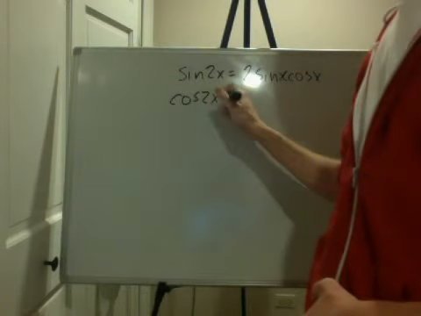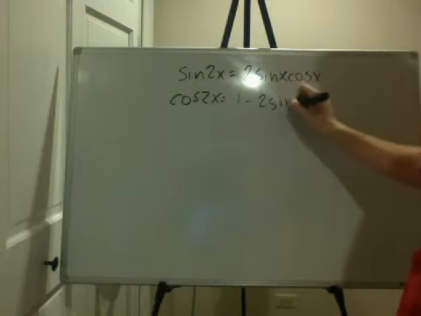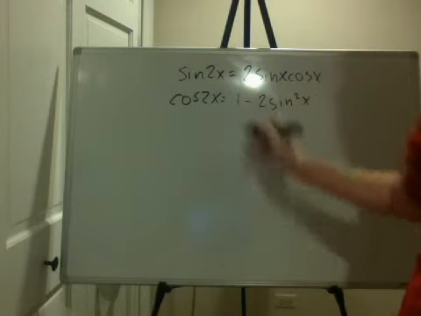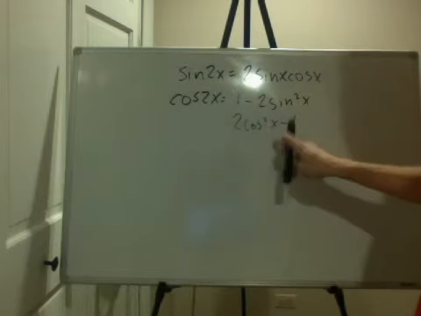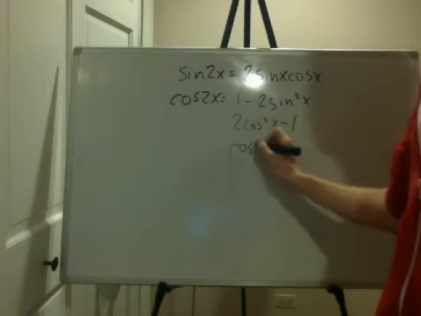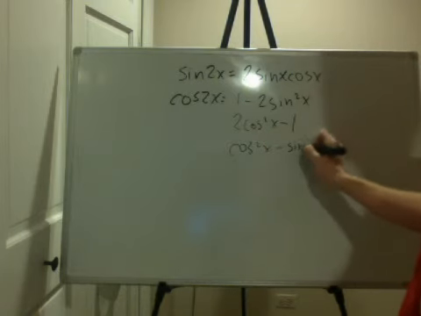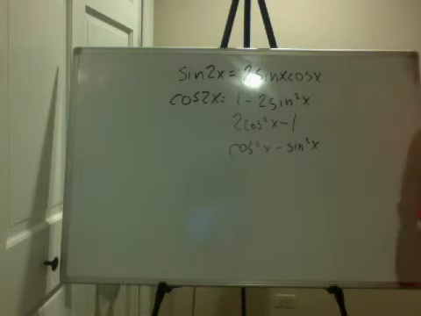And then cosine of 2x. Remember, there are three different ones for this one. There's 1 minus 2 sine squared x. Then there's 2 cosine squared x minus 1. And then last but not least, there's one that you rarely ever use, but it's cosine squared x minus sine squared x. There's also a tangent 2x, but you don't really use that in calculus. If it comes up, it's 2 tangent of x over 1 minus tangent squared x.